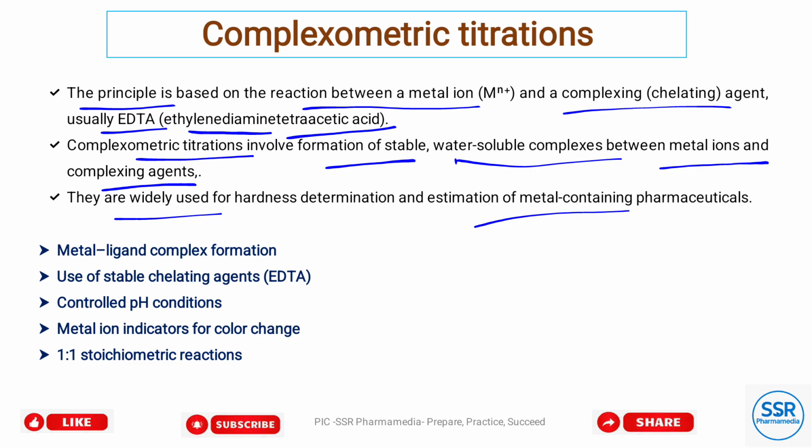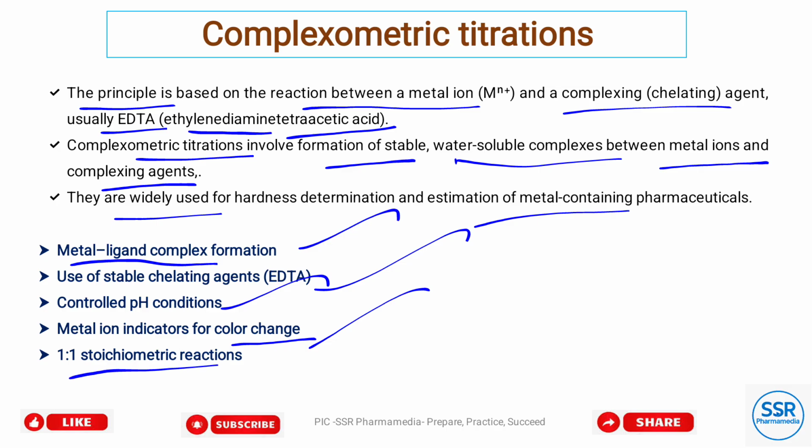In this, metal and ligand complex formation takes place, using a stable chelating agent as a titrant, that means EDTA, and pH is very important. Only under controlled pH conditions does stable metal-ligand complex formation take place, and metal ion indicators are used for color change, and a 1:1 stoichiometric reaction takes place.